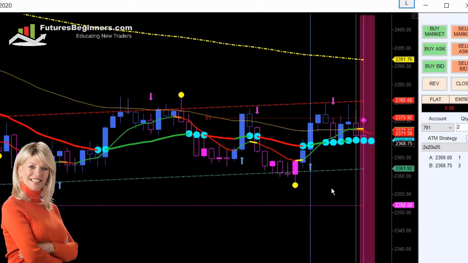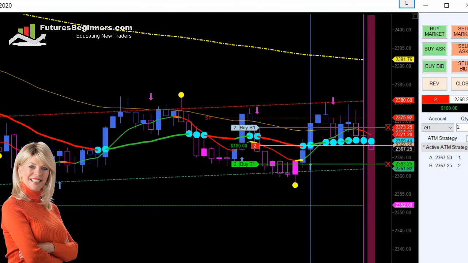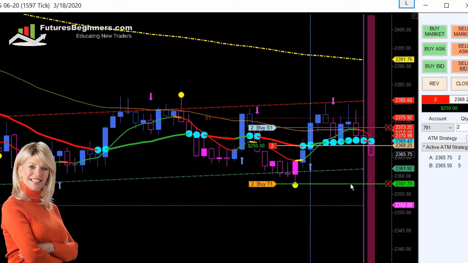Today we have a beautiful A trade setting up. Look right here at the dots. Let's take him down. This is the ES, and it is now March 18th. And look at him go. Beautiful A trade. I'm going to teach you guys how to identify this stunning A trade.